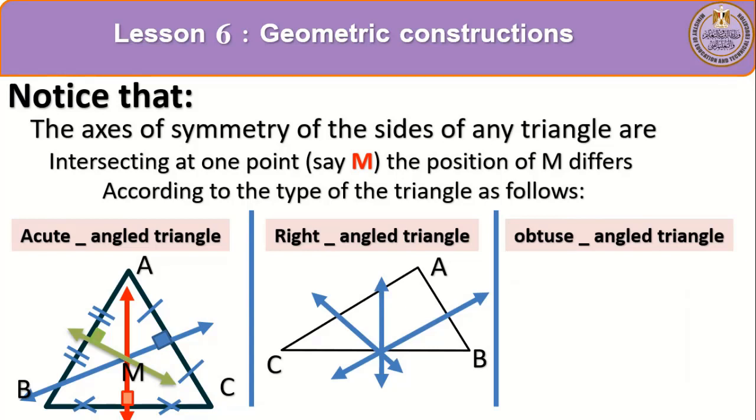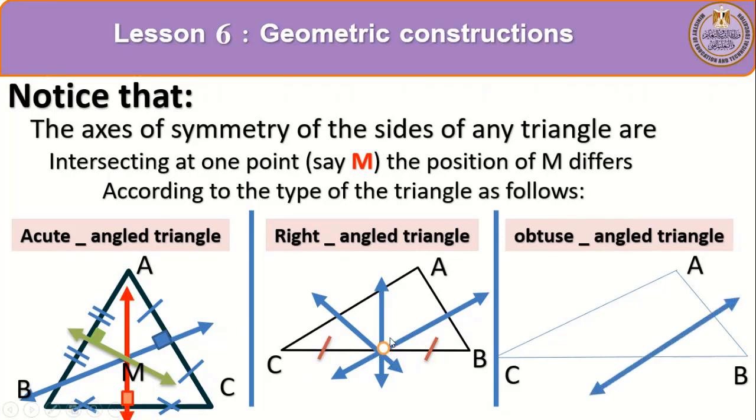But as you can see, this is a right angle triangle, and we discovered that the three axes of symmetry intersect at one point. M is the midpoint of the hypotenuse, because the axis of symmetry divided CB, which is the hypotenuse of our right angle triangle, into two equal parts. Now the point M is the midpoint of the hypotenuse CB. They intersect at one point, which is the midpoint of the hypotenuse CB.